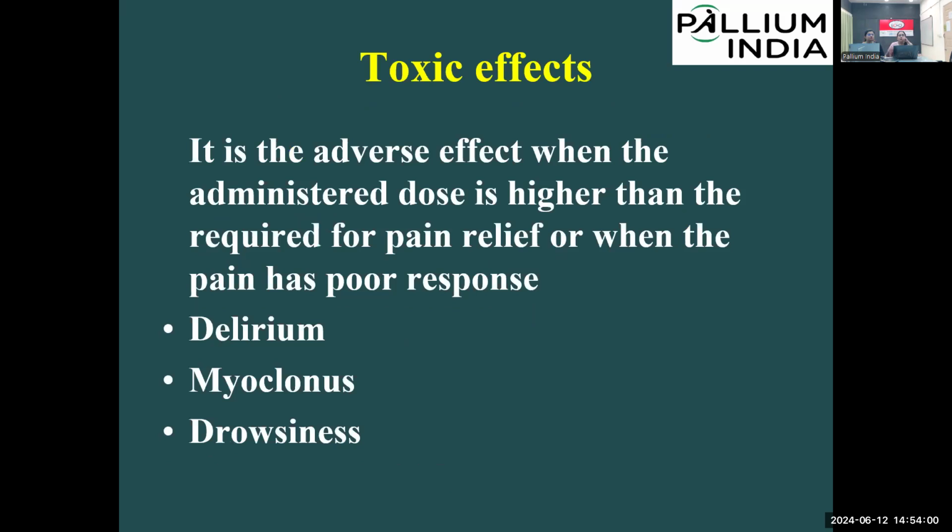Next will be the toxic effects. These are adverse effects when the administered dose is higher than that required for the pain relief, or if the pain is not an opioid responsive pain. In such a situation, the patient can develop toxic effects. What are the most common toxic effects? Delirium, myoclonus, and drowsiness are the most common toxic effects that we see in patients on morphine opioids.